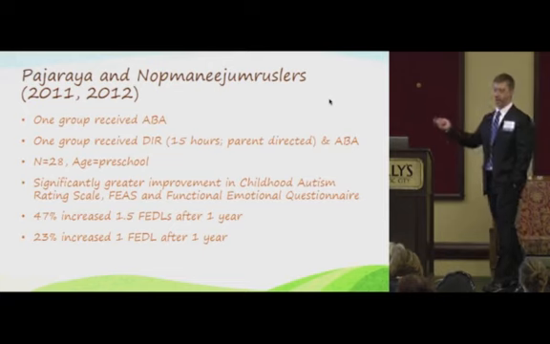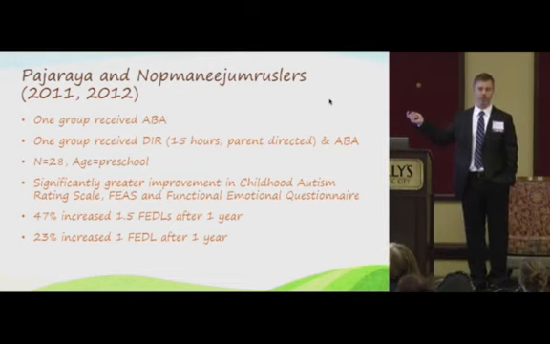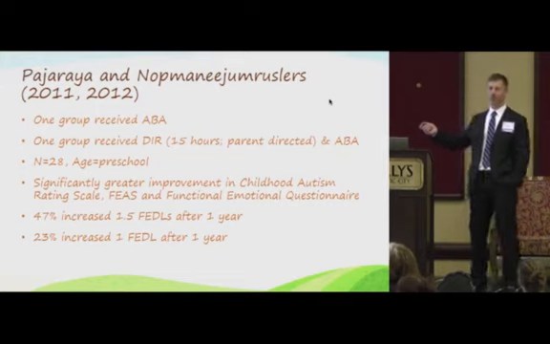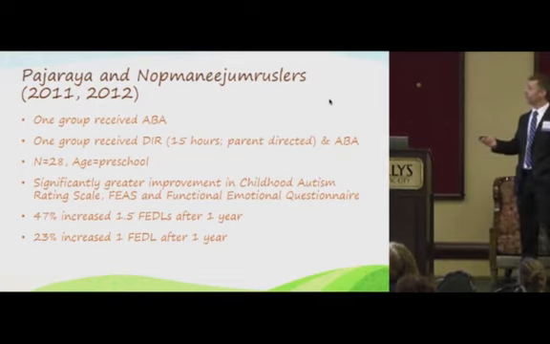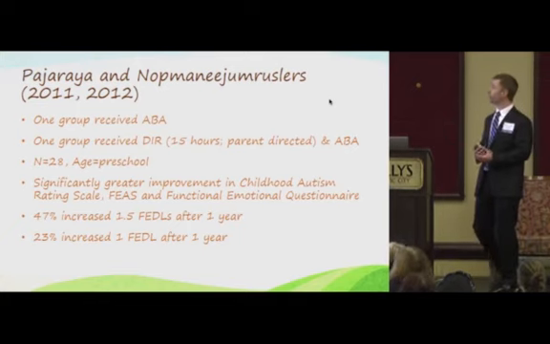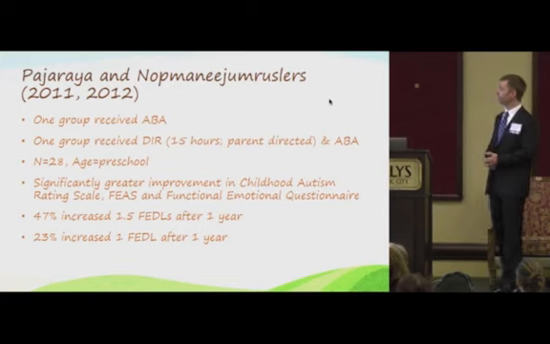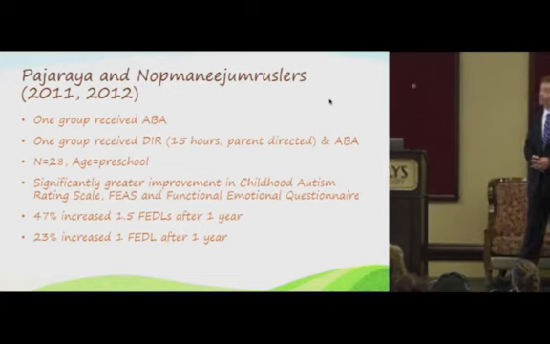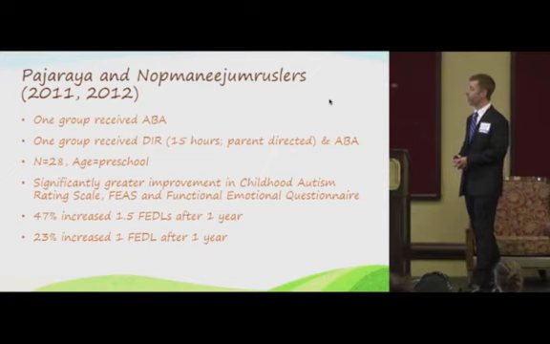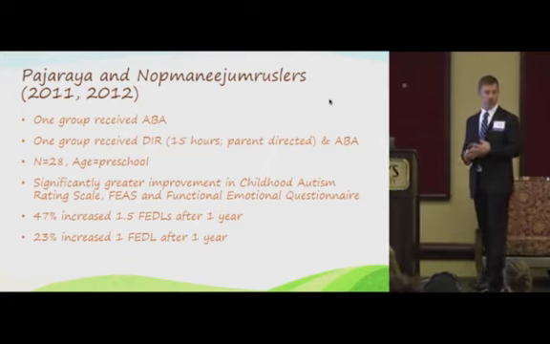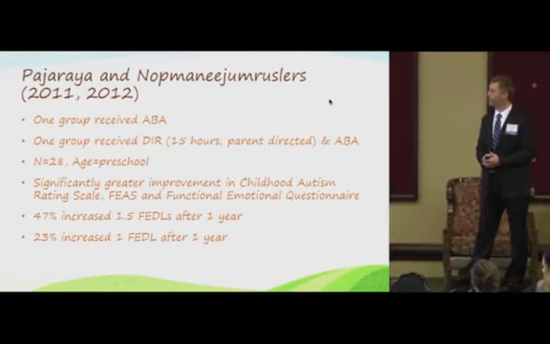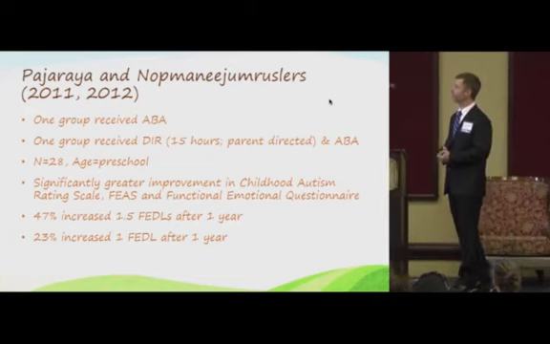I just call this one the Thai study because I'm afraid of butchering their names. If anybody knows how to pronounce these, come up and tell me. One group received ABA, and the other group received DIR on top of ABA, about 15 hours a week. This was parent-directed DIR on top of their ABA. There were 28 preschool-age kids, so it's a fairly decent-sized sample.